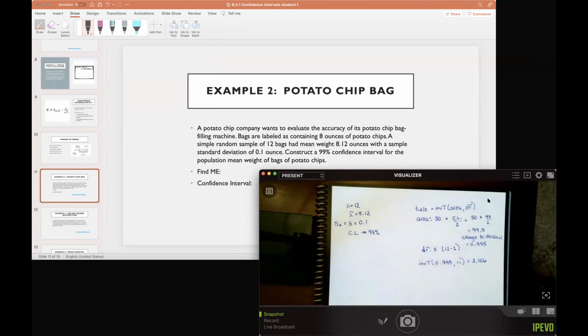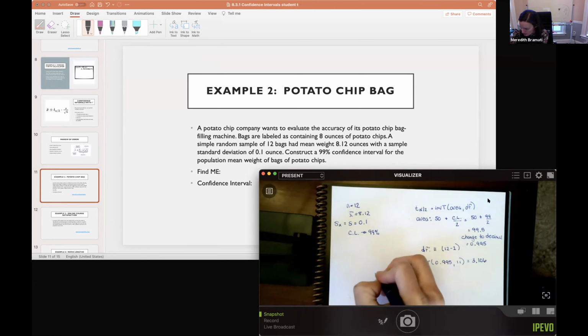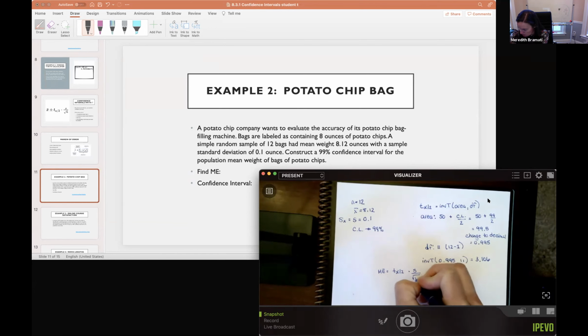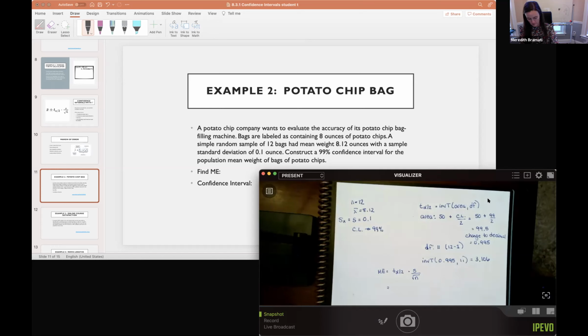What are we trying to find? Find a margin of error. Trying to find the margin of error, exactly. And we know margin of error equals T alpha 2 times S over the square root of N. So we have our T alpha 2 value. We can plug that in, right? 3.106.